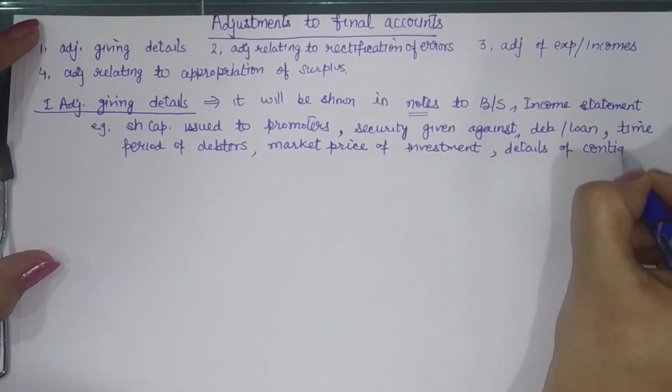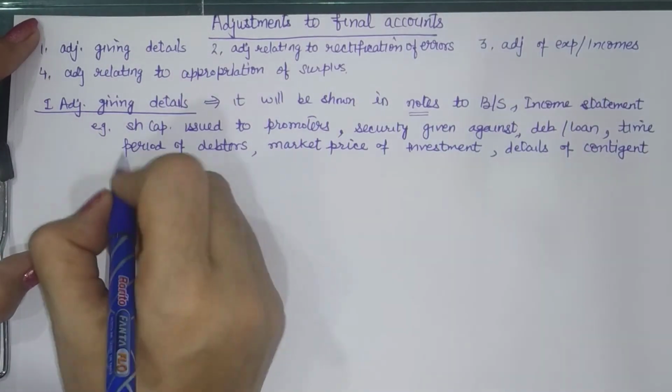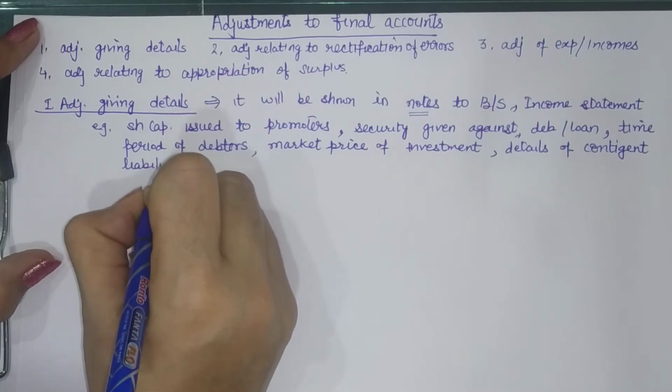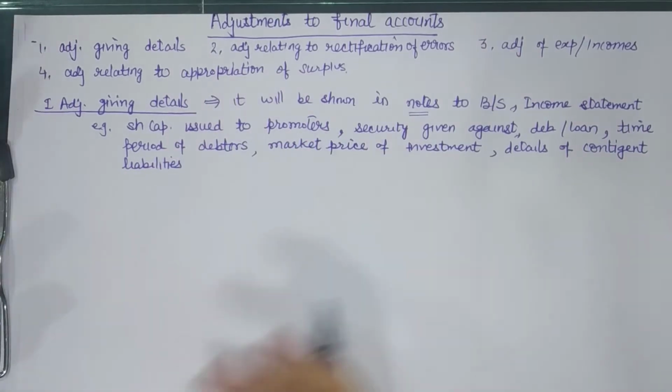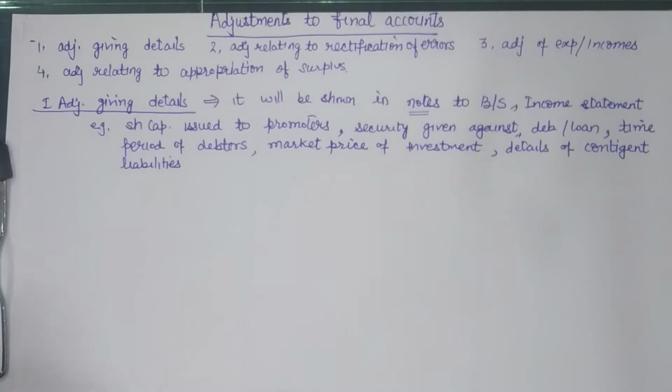Like out of your bills, if you have got some bills discounted. Now this detail is given to us, so we will simply give it in a note to the balance sheet. So at the end of all the notes, the final note is written for the contingent liabilities. Therein we will give contingent liability for bills discounted.